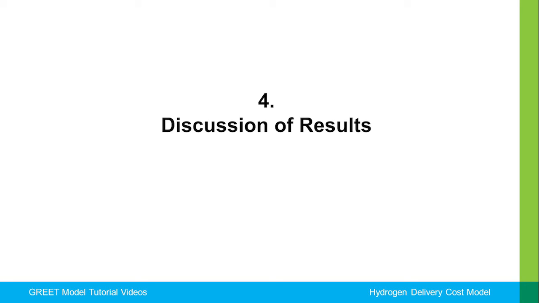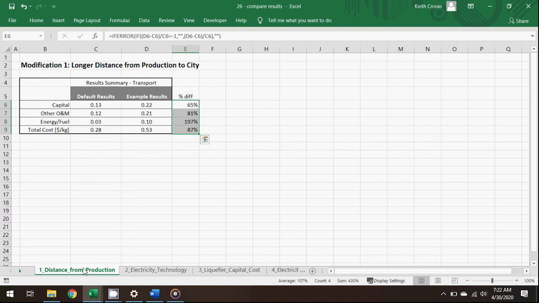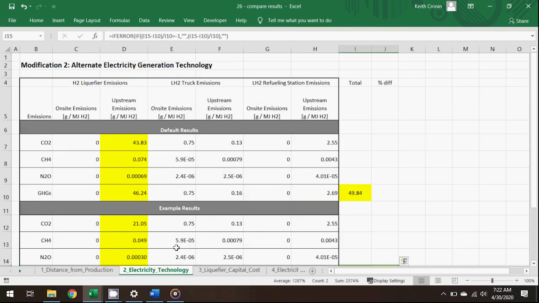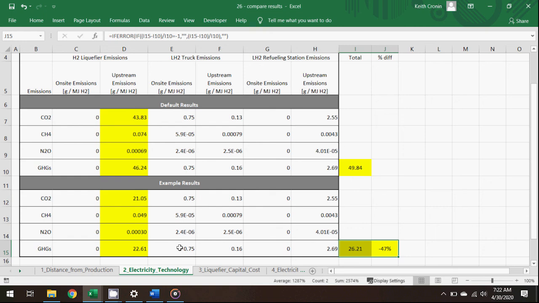So, to wrap up this video, I'll briefly recap the results we've seen through these examples. In the first example, I quadrupled the distance from the location of hydrogen production to my selected city, and that increased the total cost of transport by 87%. In the second example, I changed the electricity generation technology from the U.S. average mix to the California mix, and that decreased total GHG emissions resulting from this pathway by 47% compared to the default results that use the U.S. average mix.